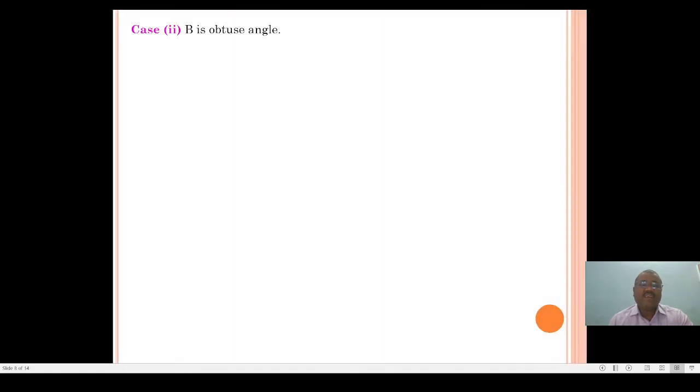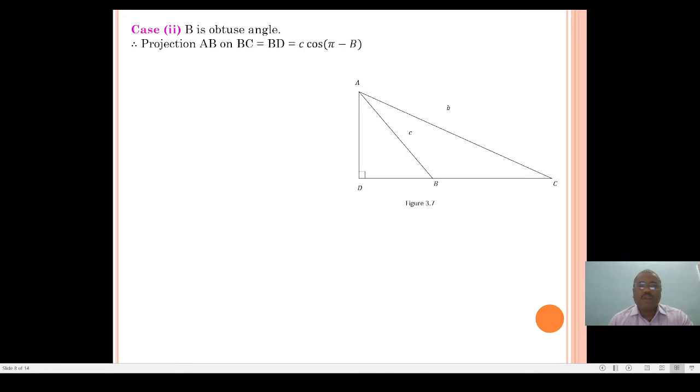Now case second, B is an obtuse angle. So see the figure, B is an obtuse angle and C is an acute angle. So projection of AB on BC is BD equals c cos (pi minus B).